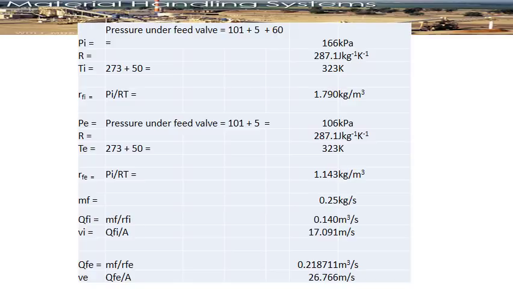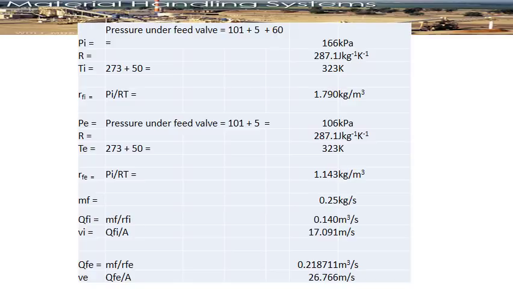Now, to find the velocity, we simply divide the Q by the area. Now we know the diameter of the pipe, we can find the area. So the velocity is equal to 0.14 divided by the area, and we can find that it's going to be equal to 17.091 meter per second. And at the exit, we are going to do the same thing, and we can find that the velocity is going to be 26.766.